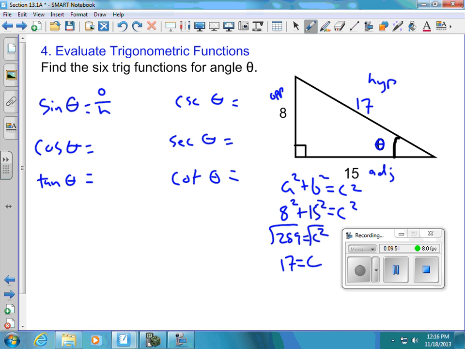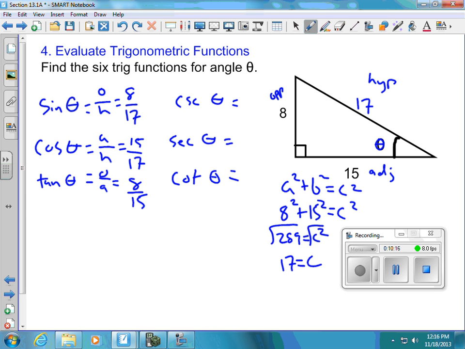So the opposite side is 8, the hypotenuse is 17, so 8 over 17 is my sine for this one. Cosine is adjacent over hypotenuse. Adjacent is 15, hypotenuse is still 17, so 15 over 17. Tangent is opposite over adjacent, which is 8 over 15.